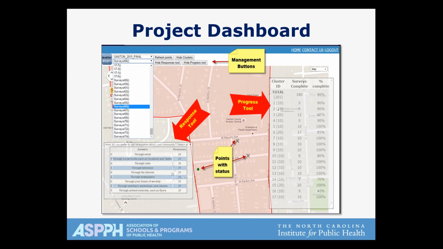So one of the more exciting things about the tool, again, is this project dashboard. This is your command center for how you run the survey. In the upper left-hand side here, I think you can see my mouse, there's a drop-down menu where you can pick the point or the surveyor, and it will highlight them on the screen and bring you right to them. So you can find where people are pretty quickly.